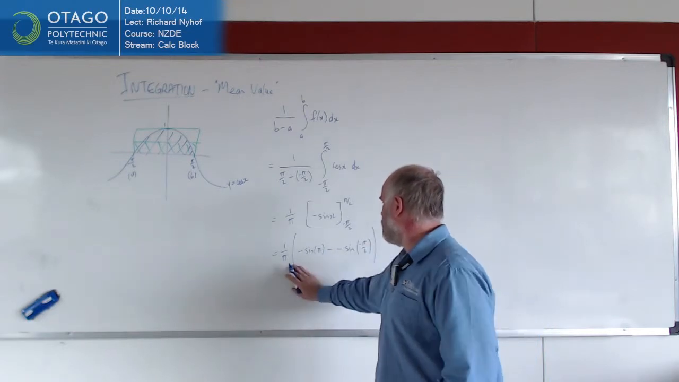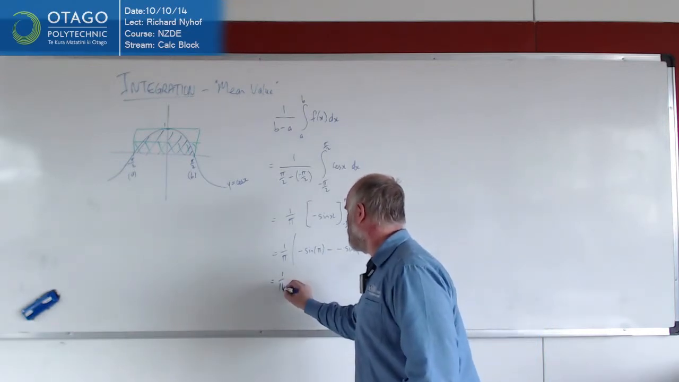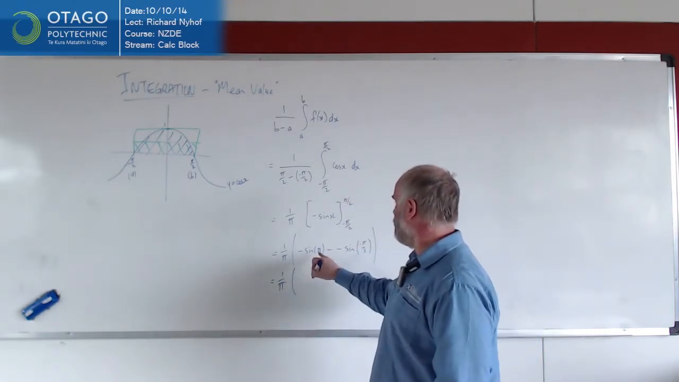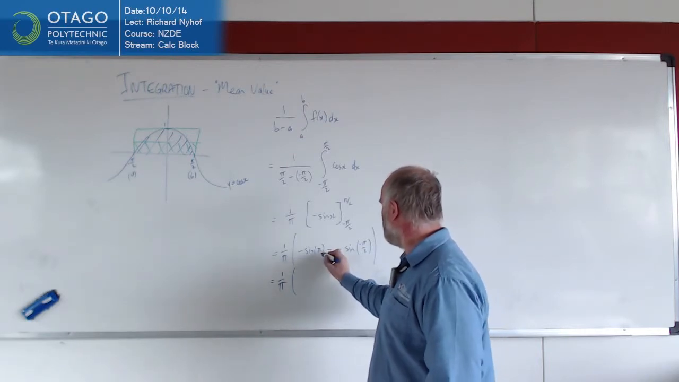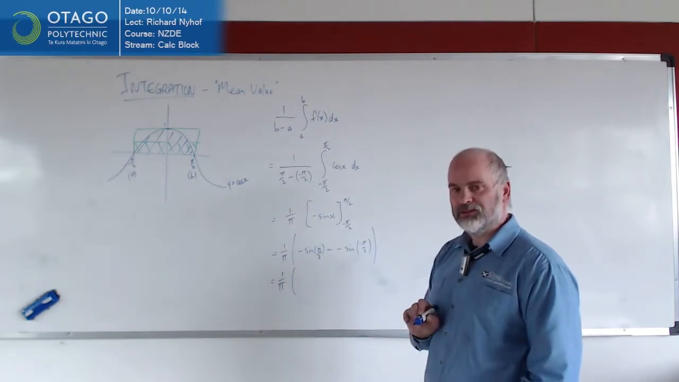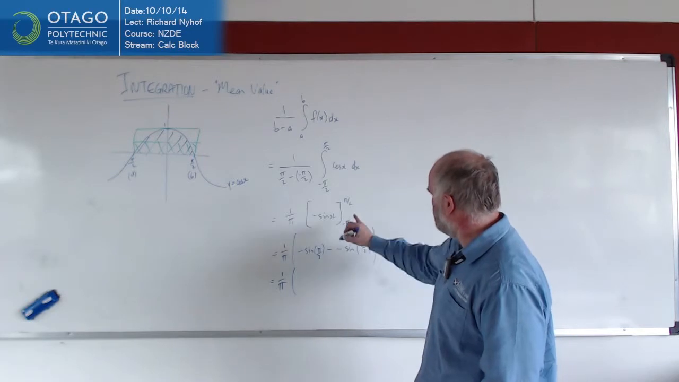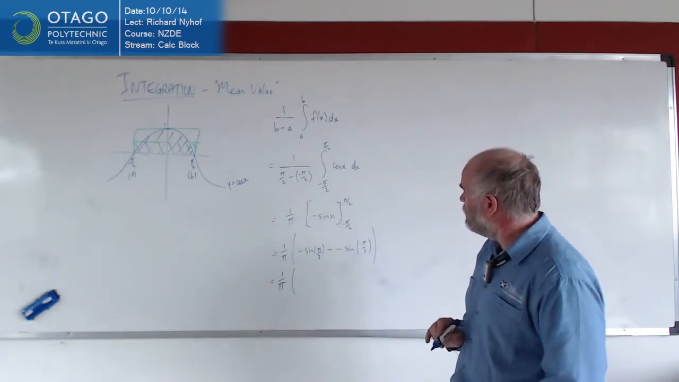So what have we got? We've got 1 over pi, sine of pi. I think that should be pi over 2, shouldn't it? Someone should have pointed that out to me. It's a pi over 2. I made a silly copying error.